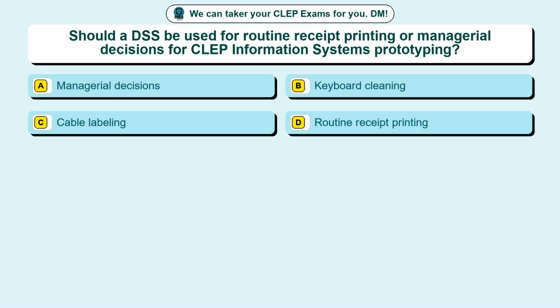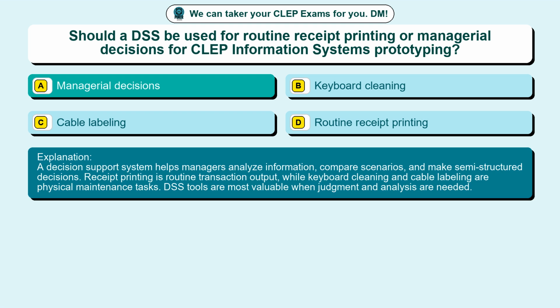Question 8. Should a DSS be used for routine receipt printing or managerial decisions for CLEP Information Systems prototyping? Option A. Managerial decisions. Option B. Keyboard cleaning. Option C. Cable labeling. Option D. Routine receipt printing. The correct answer is option A. Managerial decisions. A decision support system helps managers analyze information, compare scenarios, and make semi-structured decisions.